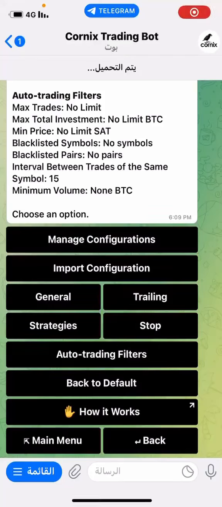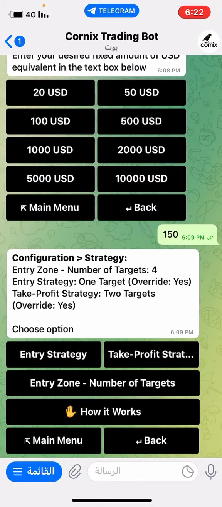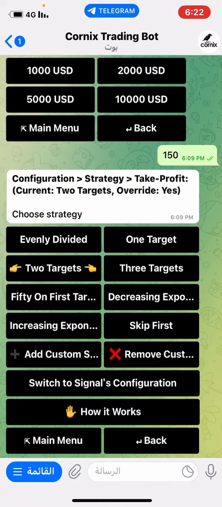The third option is strategies, and it's one of the most important options. Once we press on it, we will get the three options: take profit, entry strategy, and entry zone. You keep entry zone as default. You don't change anything regarding it because you will not need it. Take profit is a necessary strategy and everyone has to choose the number of goals that suits his risk level.